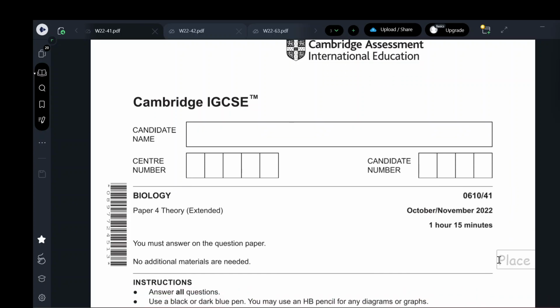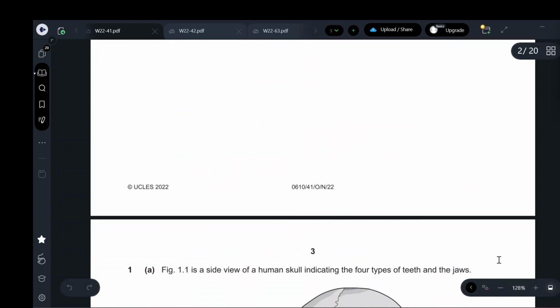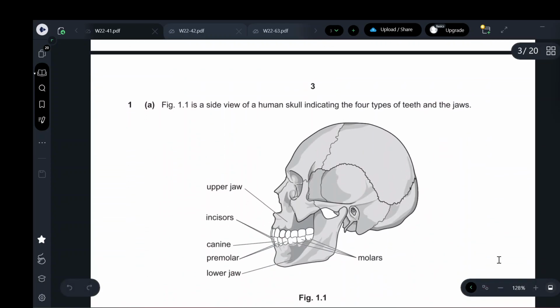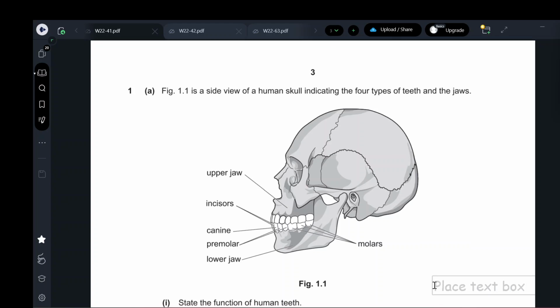November 22, variant 1, paper 4, variant 1. The first question, figure 1.1, is a side view of a human skull indicating four types of teeth and the jaw. State the function of the human teeth.